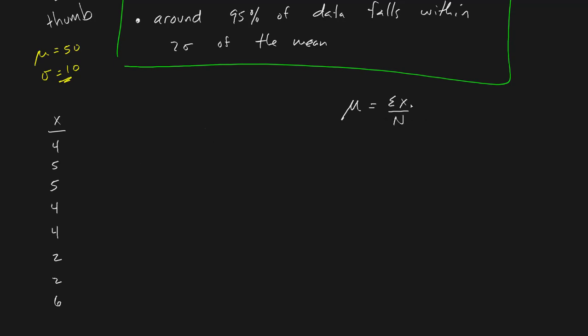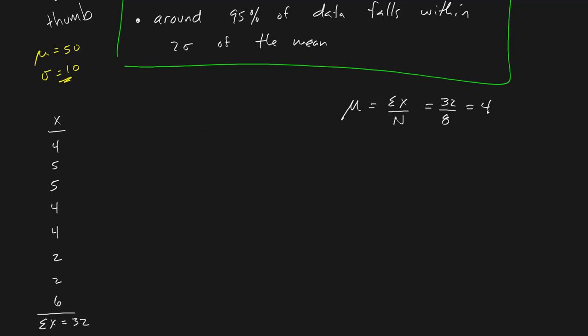And so I need to know what n is, I need to know what the sum of x is. Now n is very easy. I just have to count 1, 2, 3, 4, 5, 6, 7, 8. So I've got 8 data points, and sum of x. I have to add this up. Okay, so if you add up these values here, you'll find that the sum is 32. So I've got 32 divided by 8. That's 4. So our mean is 4.